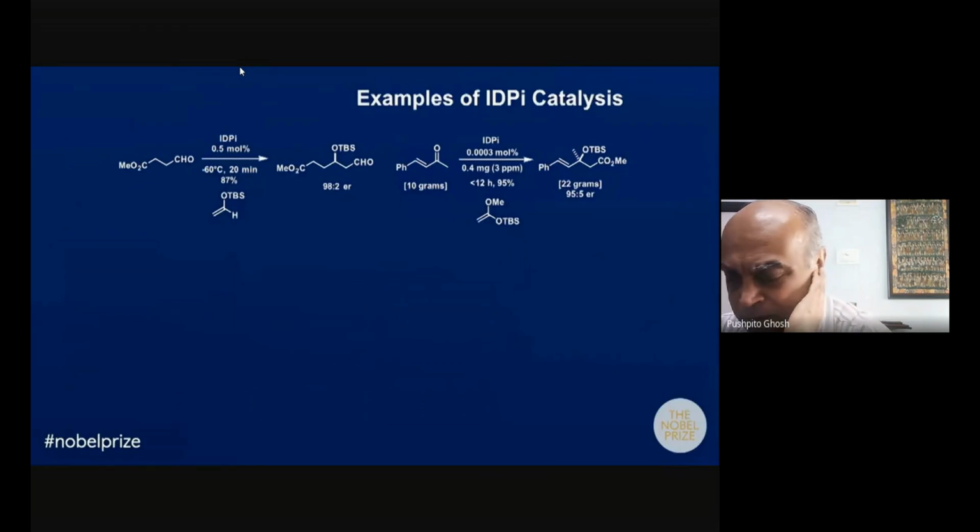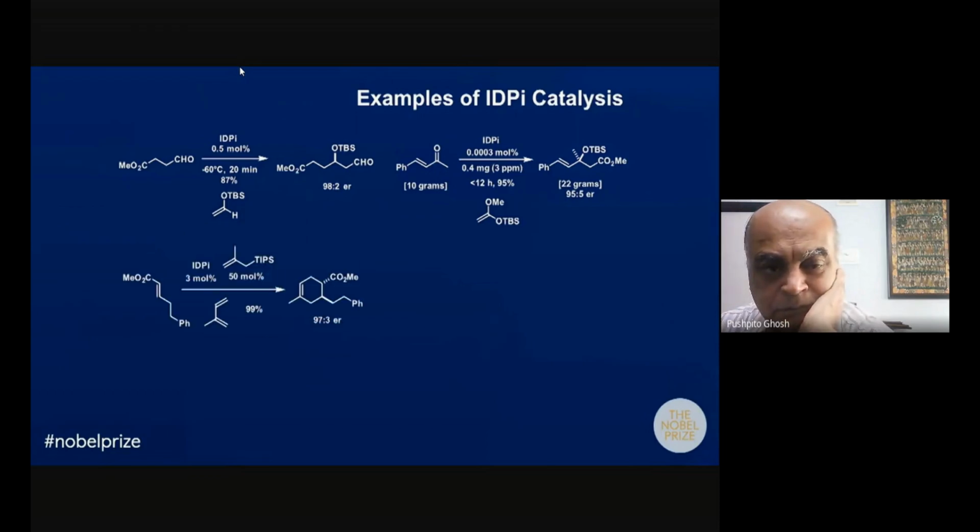There might be enzymes that are as good as this, but I'm at least not aware of. We can catalyze Diels-Alder reactions, but not just the usual ones, but very challenging ones where we combine unreactive dienes with unreactive dienophiles and make these cyclohexene products for the first time catalytically and with high enantioselectivity.